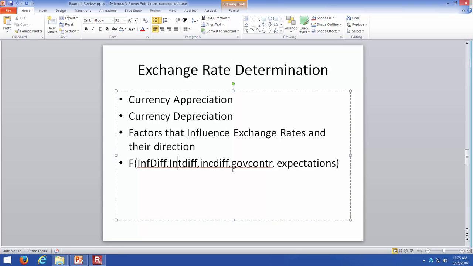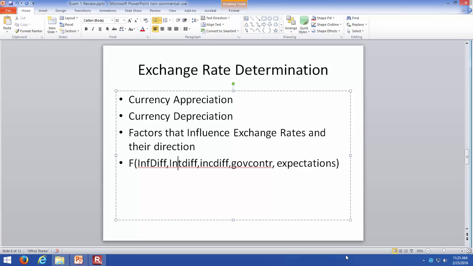The second factor is the inflation differential, and it tells you that as the inflation in the US is higher than the inflation in the foreign country, we can expect the dollar to depreciate. The third factor is the income differential, and it tells you that as the US has a higher income relative to, let's say, Europe, we can expect the US dollar to depreciate.